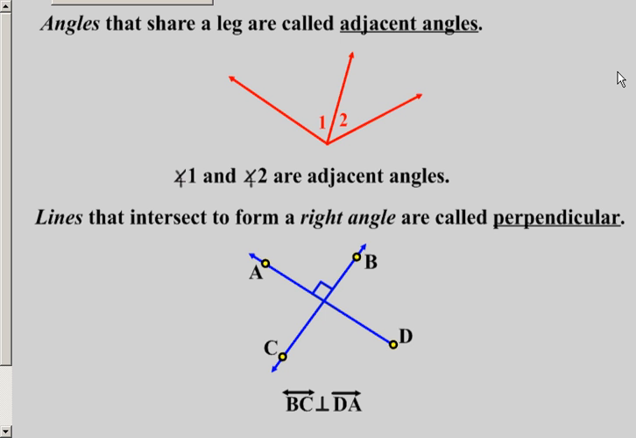Now please notice there is a new symbol in that last statement down at the bottom, and it looks like an upside down capital T. That upside down capital T is the symbol for "is perpendicular to." So please make note of that. And let's move on.